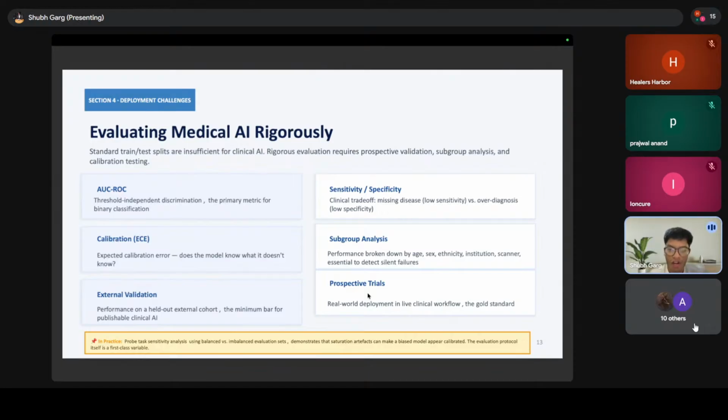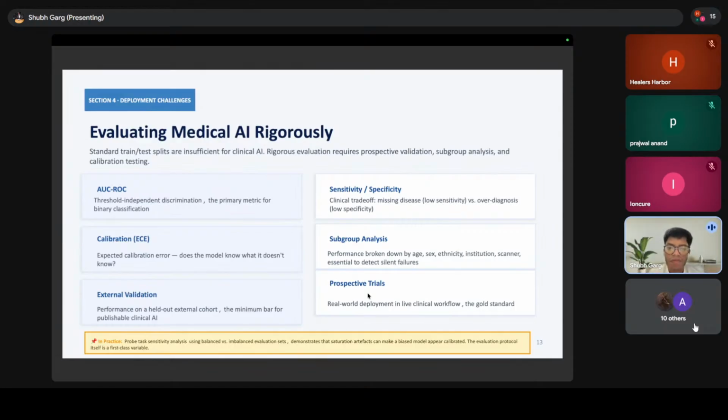Subgroup analysis is non-negotiable. You must report the performance broken down by age, sex, ethnicity, scanner type, and institution. Silent failures, where aggregate performance looks fine but a specific subgroup performs badly, are the most dangerous kinds of failure in clinical AI.